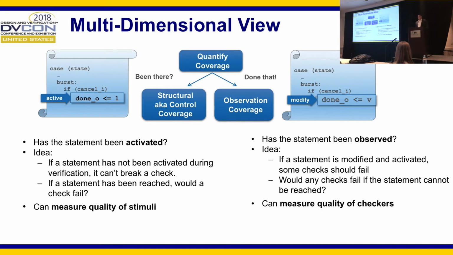So the first question we ask is, how good is the quality of our stimuli? Then on the right side, this is what we introduce. We do observation coverage, and here we actually ask the question, if a statement has been activated, are the checkers we have sensitive to this statement? So we are actually able to measure the quality of our checkers.